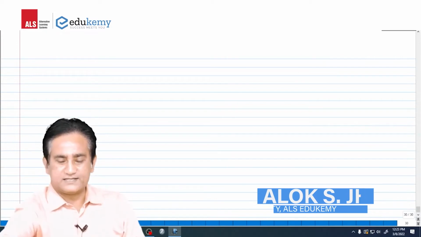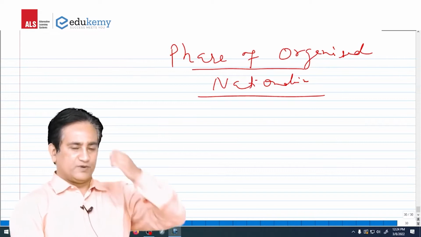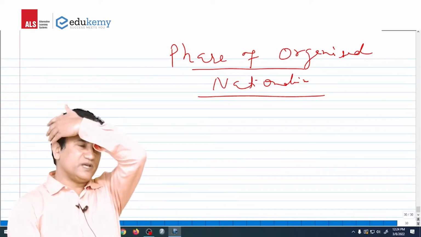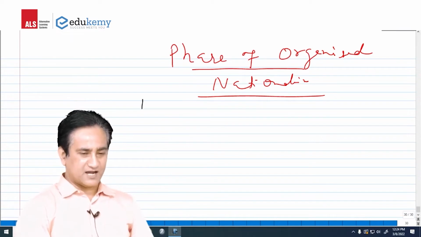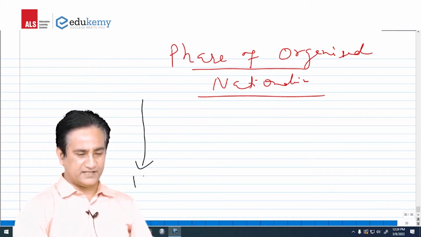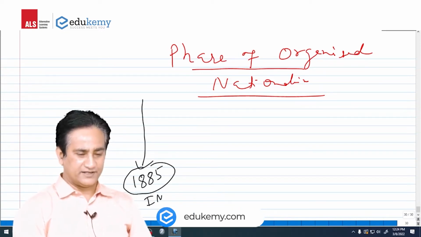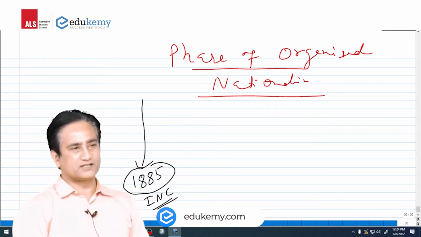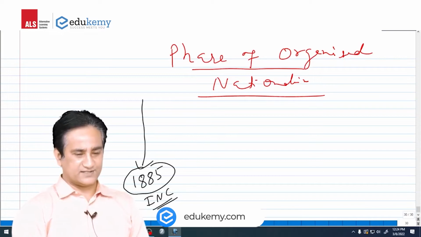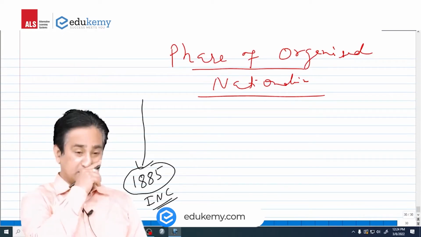Phase of organized nationalism. When we consider this phase of organized nationalism, we generally start it from 1885, the formation of Indian National Congress, right? Therefore, we are calling it, and now we are discussing, the phase of organized nationalism.